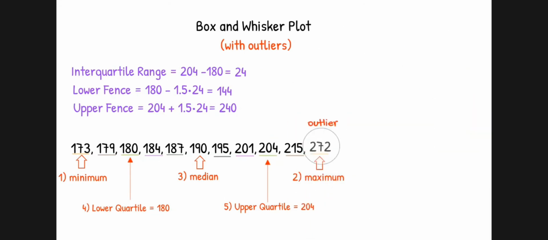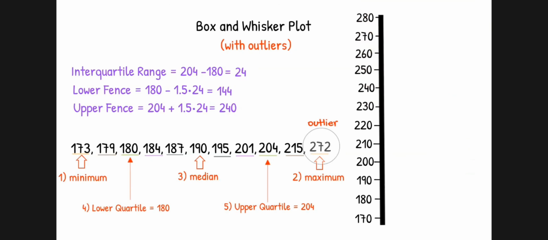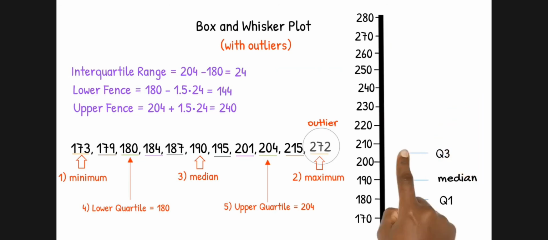Let's start to create the box of our box and whisker plot by creating a scale from 170 to 280 to fit all of our values. We then create our box by putting a line at 190 for our median, a line at 180 for our lower quartile, and a line at 204 for our upper quartile. We close the box by joining the three lines. Since none of our values go below the lower fence, we draw a line at 173 to represent the minimum and make our first whisker.